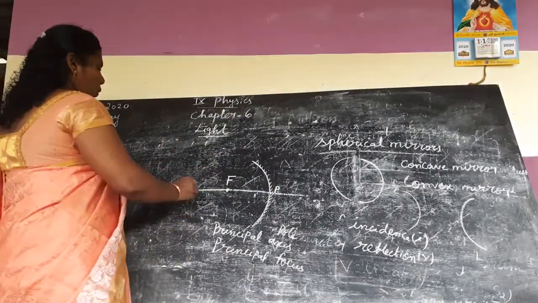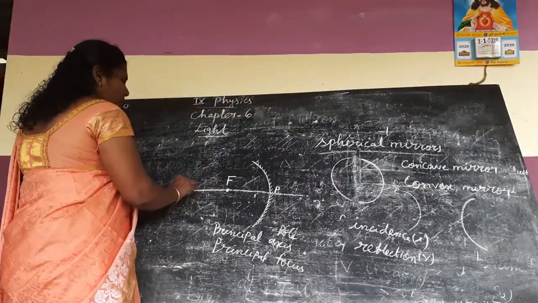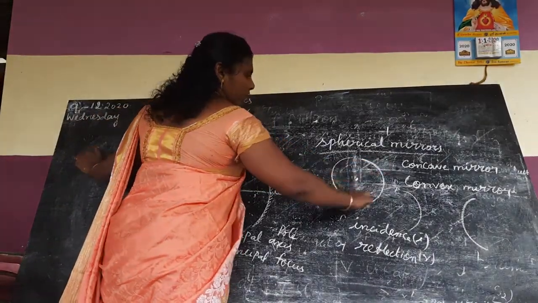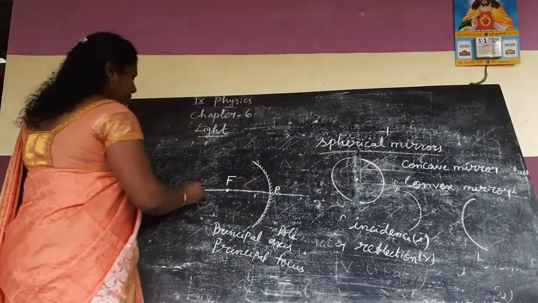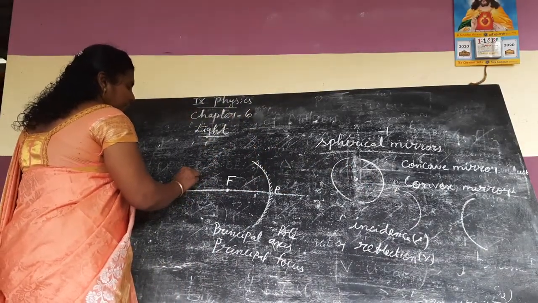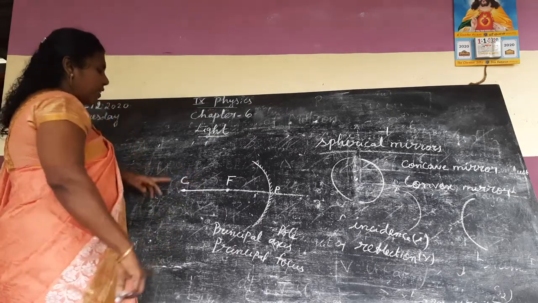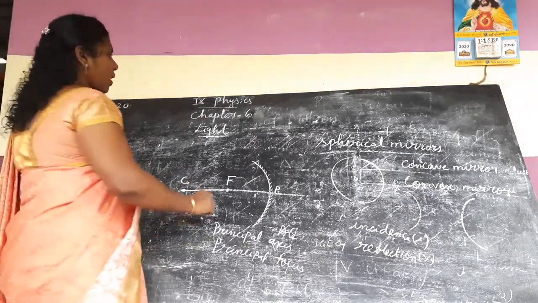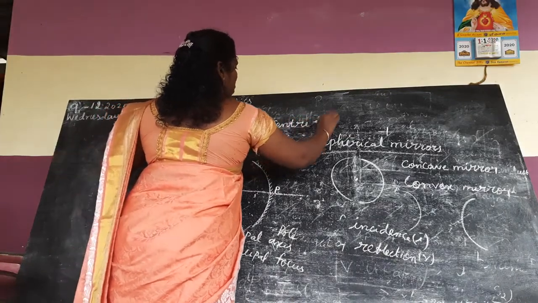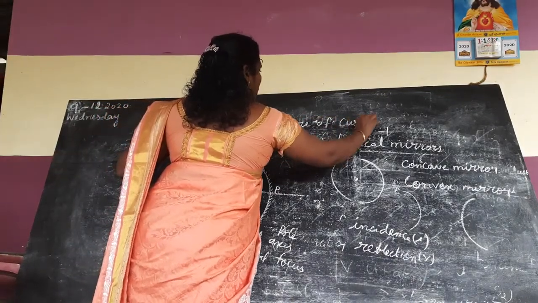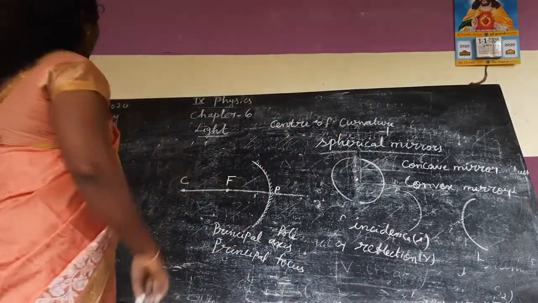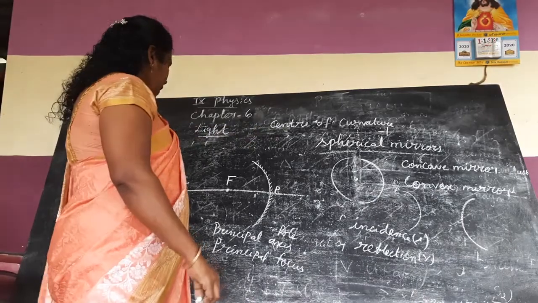Next, suppose this is the center of the spherical mirror, this is the center. The spherical mirror has a center. Center is denoted by the letter C, that is center of curvature. So what does C mean? Center of curvature. C means what? Center of curvature.